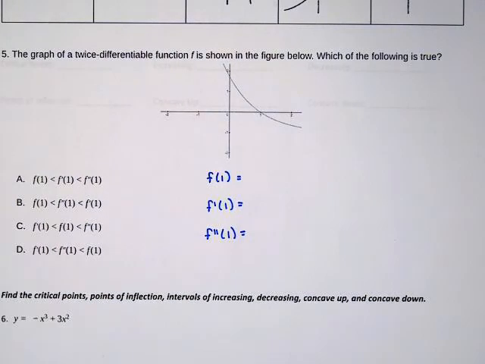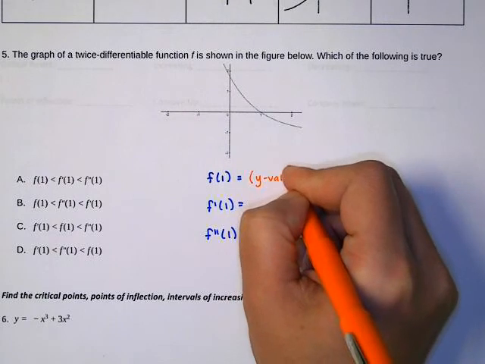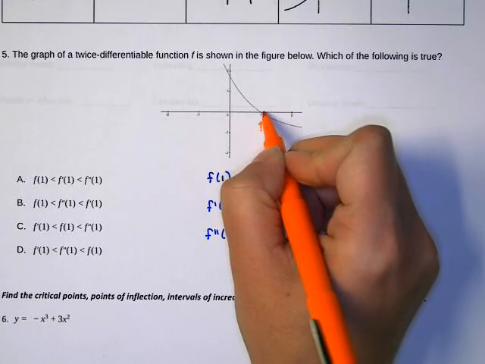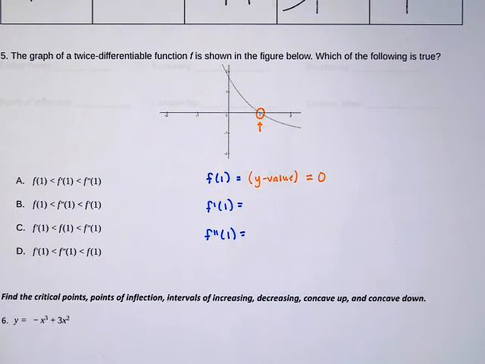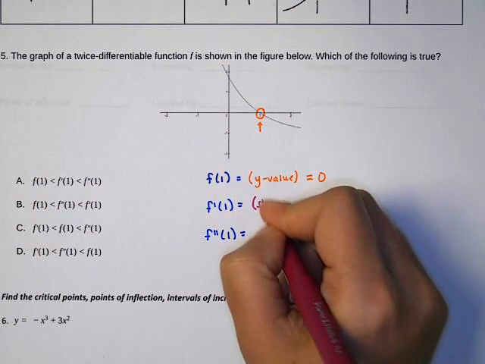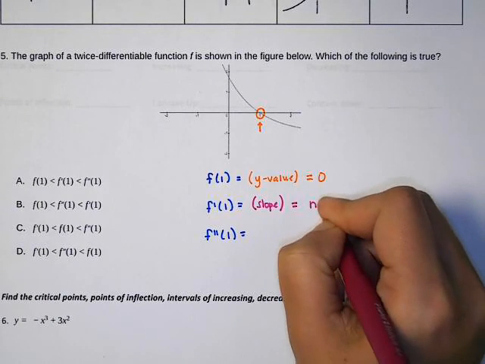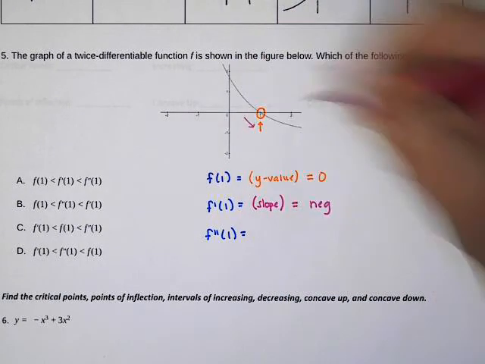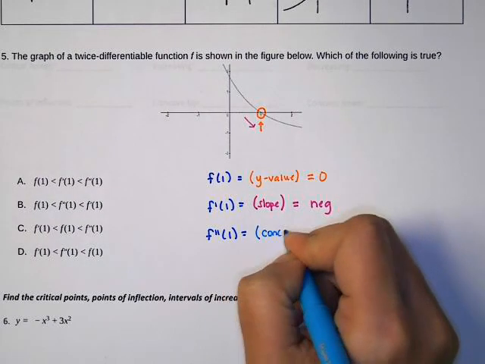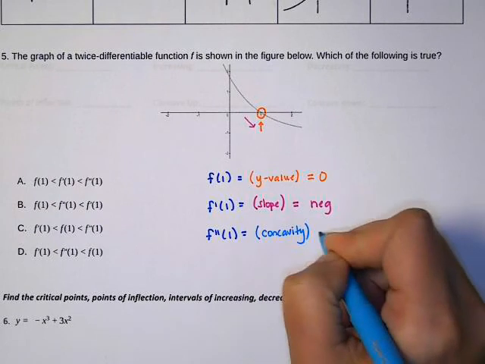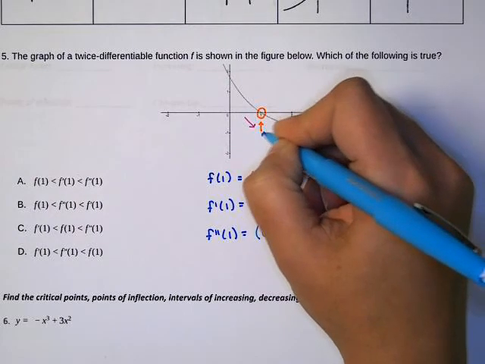F of 1, because this is the graph of f of x, would just be the y value of the graph. If I go to where x is 1, the y value of the graph right there is 0. F prime of 1 would be the slope of the graph. Now, I don't know the slope exactly, but I do know that that slope is a negative number because this graph is going downhill. And last but not least, f double prime of 1 would be the concavity. Now, I don't know the value of the concavity exactly, but I definitely know it would be a positive number because this part of the graph is concave up.